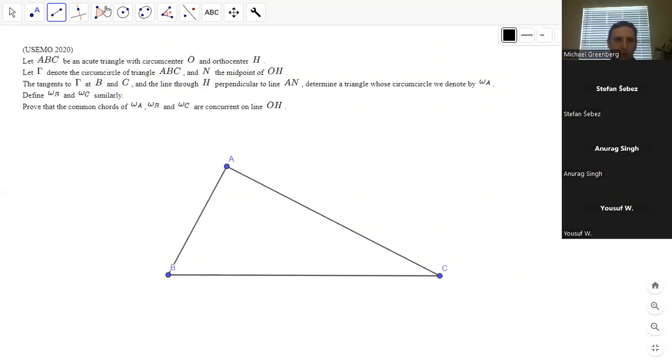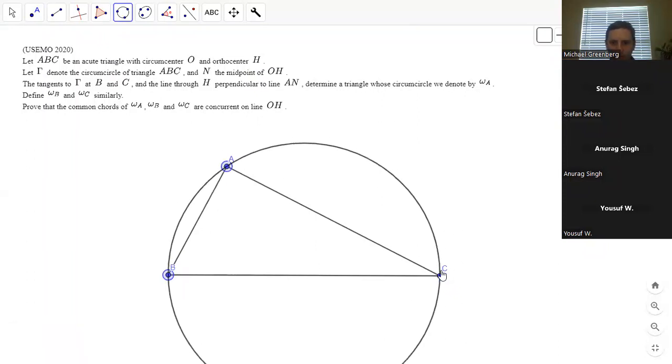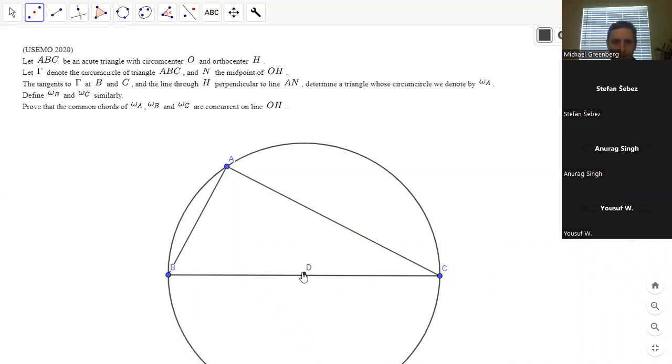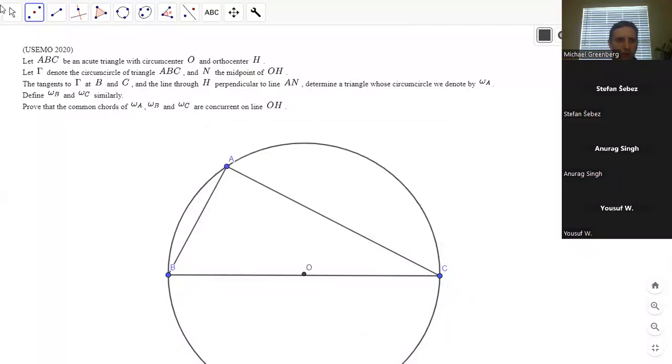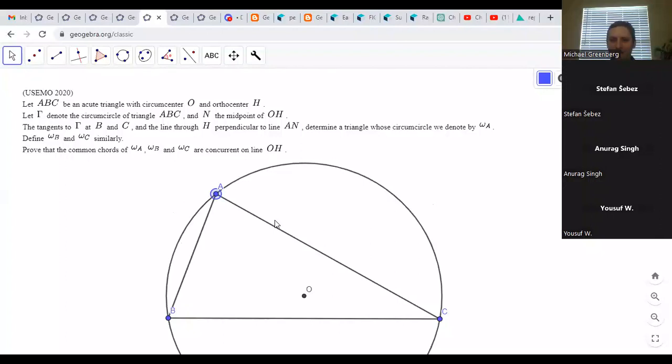So we have a triangle with circumcenter O and orthocenter H. So I'm going to use my tool to draw. I think it's hard because I don't know if it was problem 3 or problem 6. I've solved this one, and I don't think we can do it in 50 minutes. Okay, you think it's pretty hard? Yeah, it took me 2 hours.